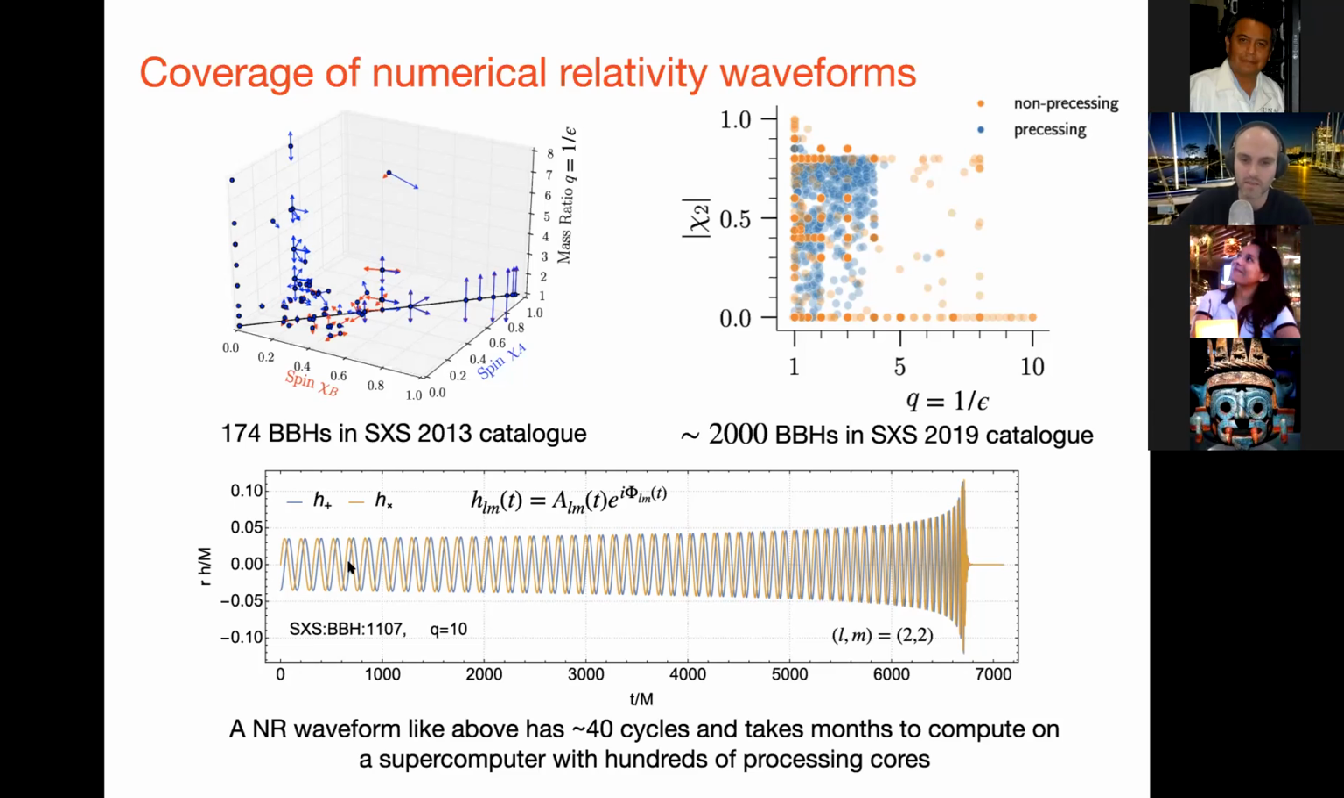You see you have something like 40 cycles. And the key thing to point out, particularly in comparison later, is that this took many months on many hundreds of cores of a supercomputer to compute this waveform. And going beyond, you might have heard there are a few simulations going a bit beyond 1 to 10, 1 to 15, or 1 to 100 in very special cases. But in general, it's extremely hard at the moment for numerical relativity to go much more than 1 to 10, and certainly 1 to 20.